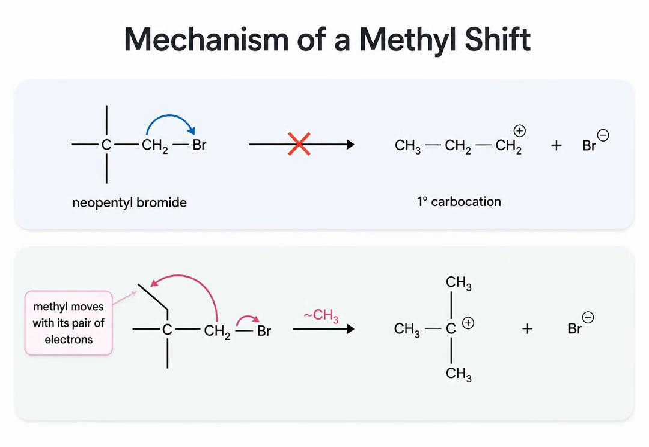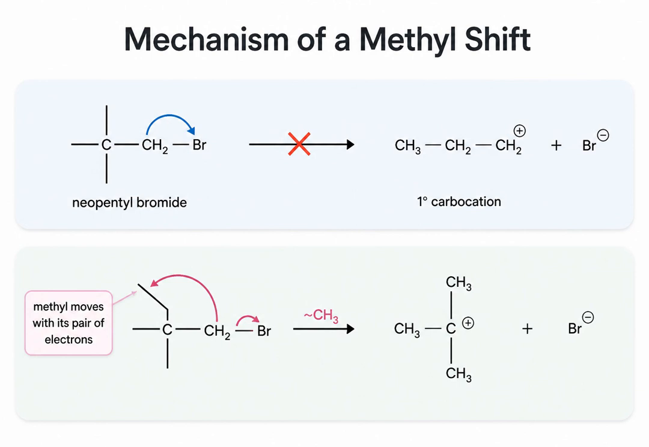Rearrangements aren't limited to hydrogen atoms. If a hydrogen isn't available to create a more stable cation, an entire alkyl group can migrate. Take neopentyl bromide. Ionizing the bromide would create a primary carbocation, which is so unstable it simply won't form. Instead, as the leaving group begins to depart, an entire methyl group from the adjacent quaternary carbon migrates over, taking its bonding electrons with it. This methyl shift bypasses the primary carbocation entirely, directly forming a stable tertiary carbocation.